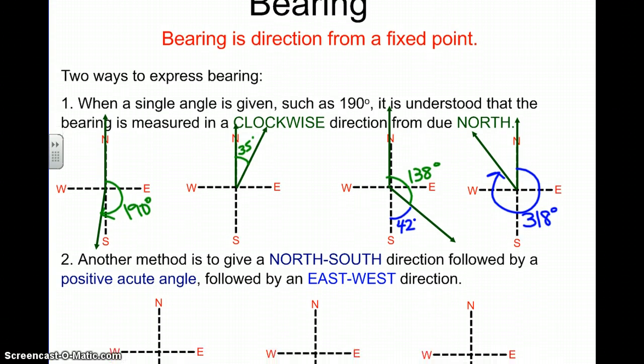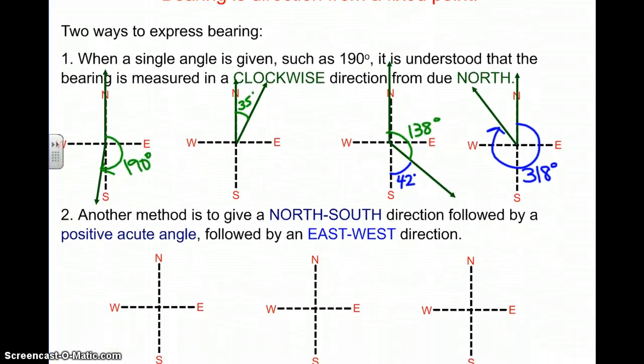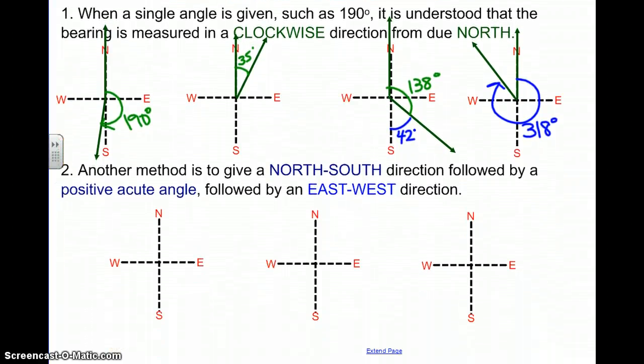All right, the second way we can measure bearing is if we have directional bearing, and that means we're going to be giving you a north or south angle followed by an east or west direction. So notice that they're always positive acute angles. So our first one, let's graph north 42 degrees east. So we're starting north and we are opening up to the right 42 degrees.